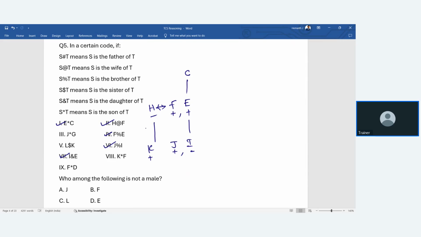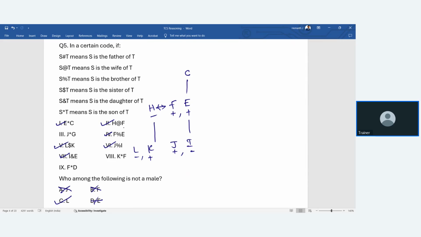Now, so far, who is not a male? J is a male. F is male. E is male. I think answer will be L for sure. L dollar K. L is sister of K. So completed. Who is not the male is okay. L is not the male among options. L is not a male. So still there are a lot of things to go. Okay, if you want, we can complete it.